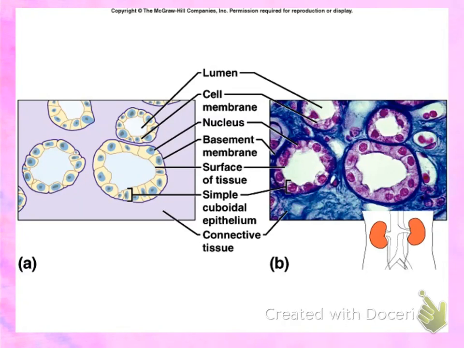Then you can kind of see the individual shape of the cell, which is somewhat cube-shaped, and there's only one layer. And the shape of the nuclei, the majority of them are round, even though some of them are kind of squished. They are round or spherical shaped. This area in the blue is connective tissue. The portion that is attached to the connective tissue is called the basement membrane.